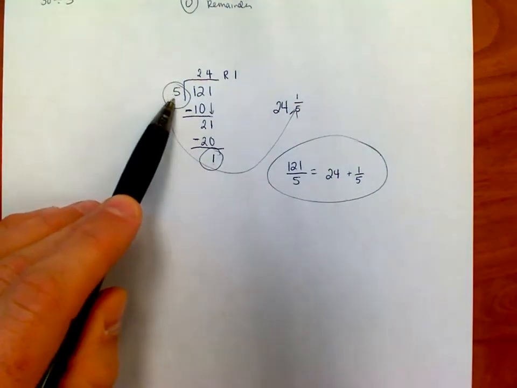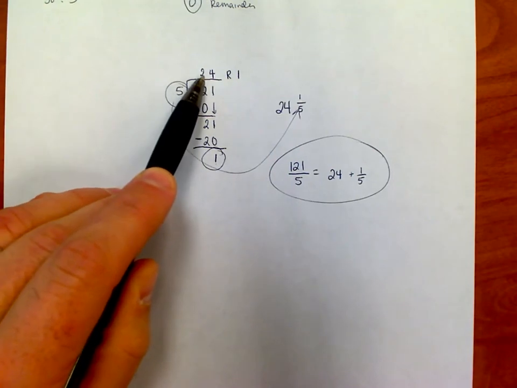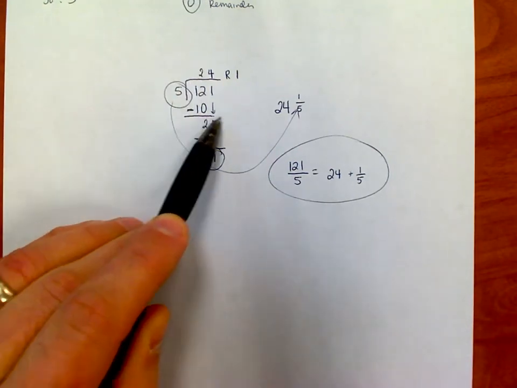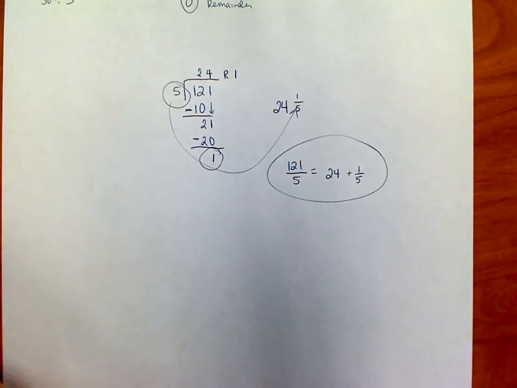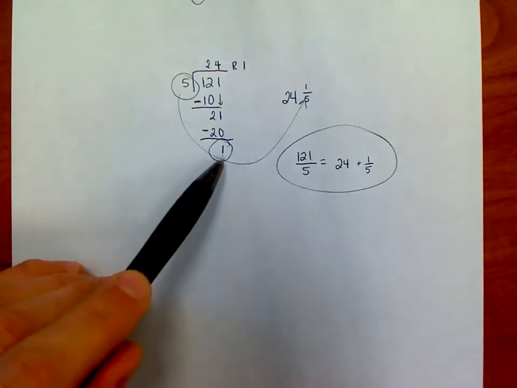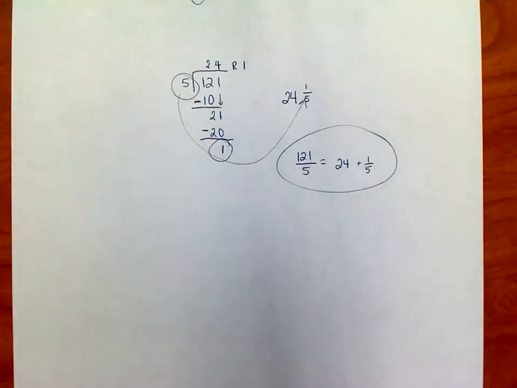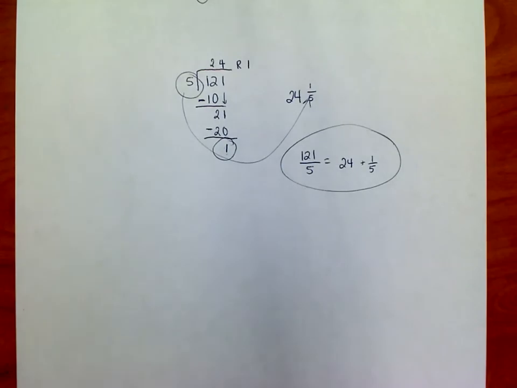What we do is find out how many times it goes in here, put a number at the top, multiply it down here, and we subtract. And then we repeat the process until we get down to a remainder, a number that's smaller than what we're dividing by. All right, so there's the first video.